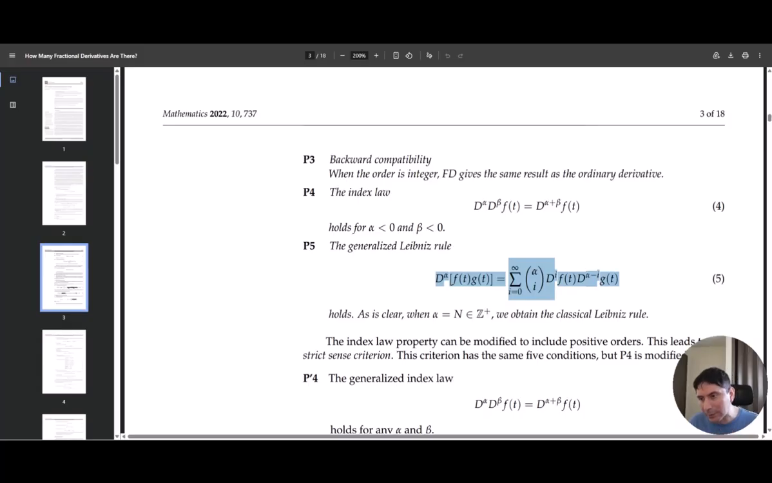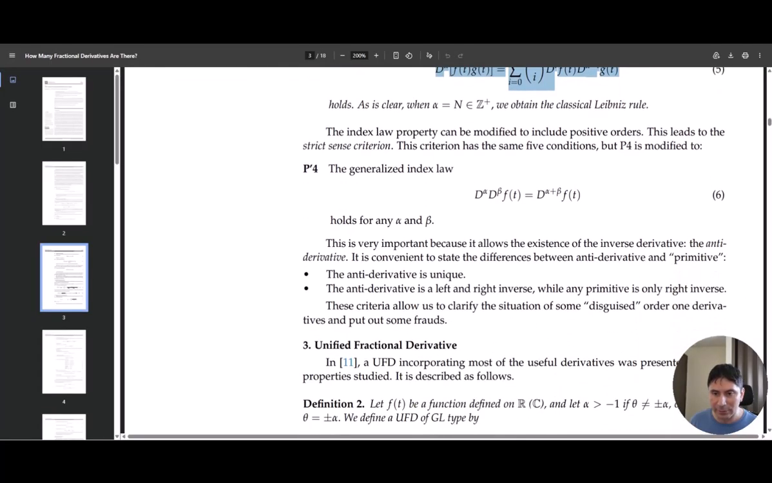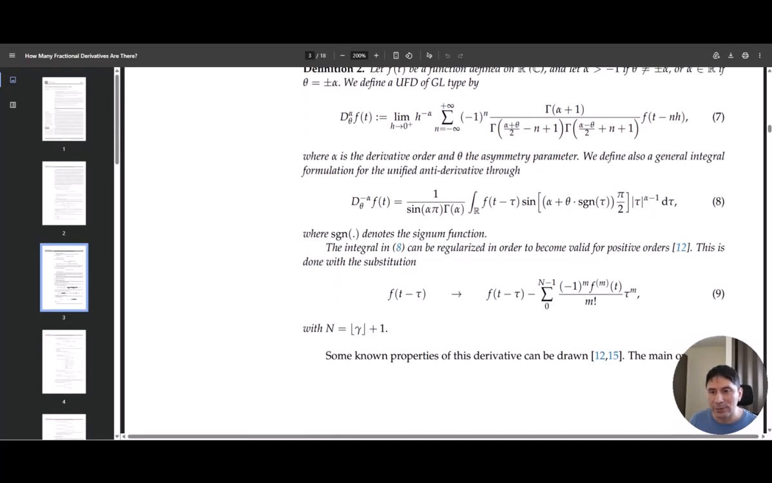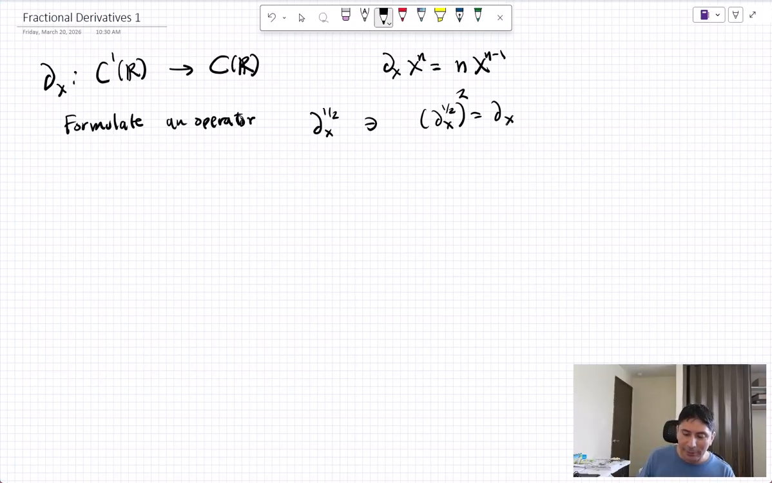In differential geometry, a vector field is a derivation, and derivations have to obey the Leibniz rule. Other than that, the definition that we're going to formulate is essentially this one right here, that is with theta equals 0. If you're interested in learning more about fractional derivatives, I recommend you read this paper. I'll try to make it available online as well.